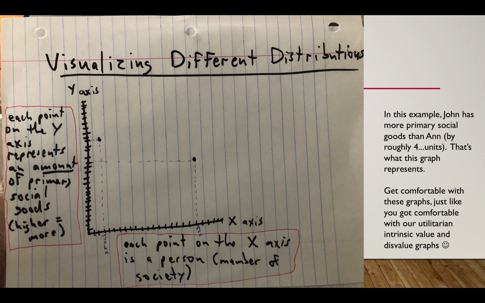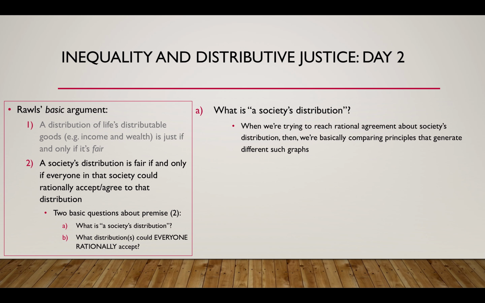Now, I'd like you to get comfortable with these graphs as quickly as possible, just like you got comfortable with our utilitarian graphs where we talked about intrinsic value and disvalue, because we're going to look at a lot of these today. So when we're trying to reach rational agreement about society's distribution, what we're basically doing is comparing principles that generate different such graphs.